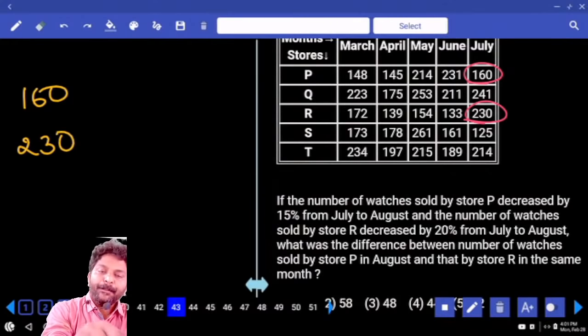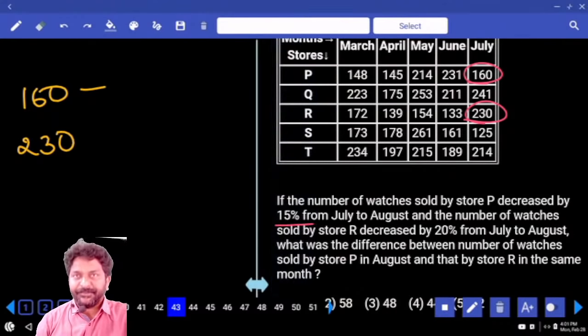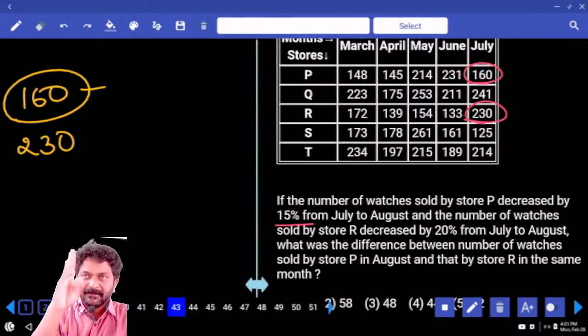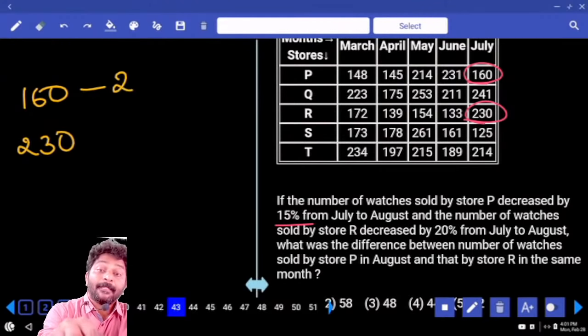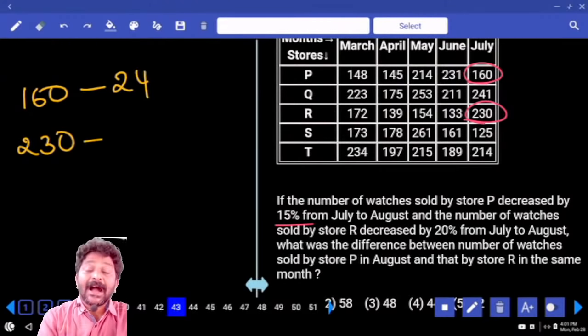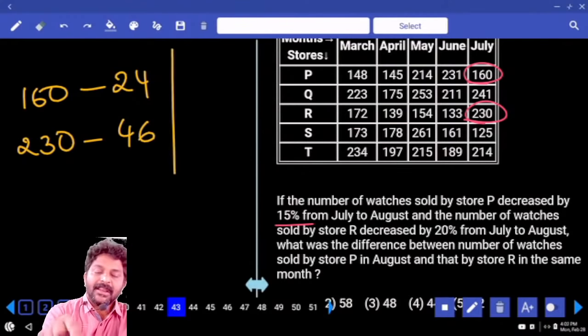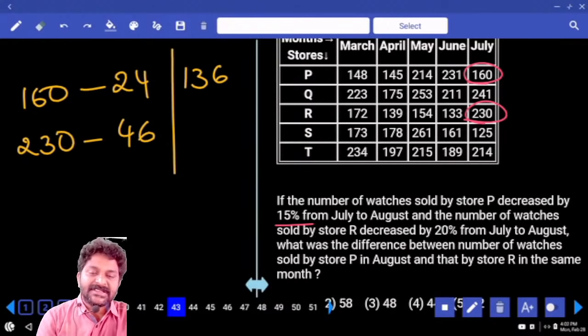P decreased by what percentage? 15%. What is 10% of 160? 5% is 8, total 24. Next, R decreased by 20%. 20% of 230 is 46. When you subtract 24 from 160, you get 136 only. 46 subtracted from 230 is equal to 184.